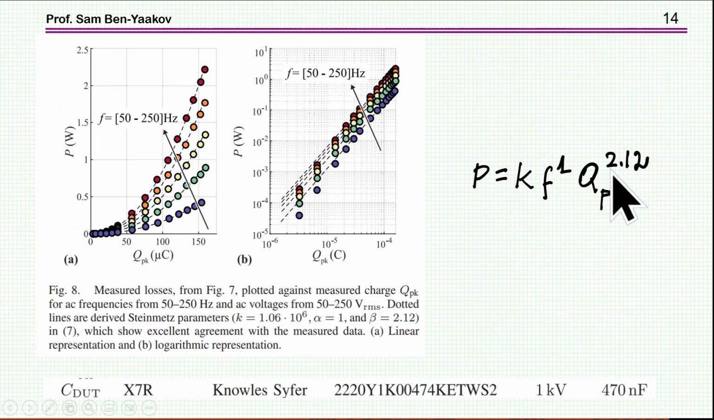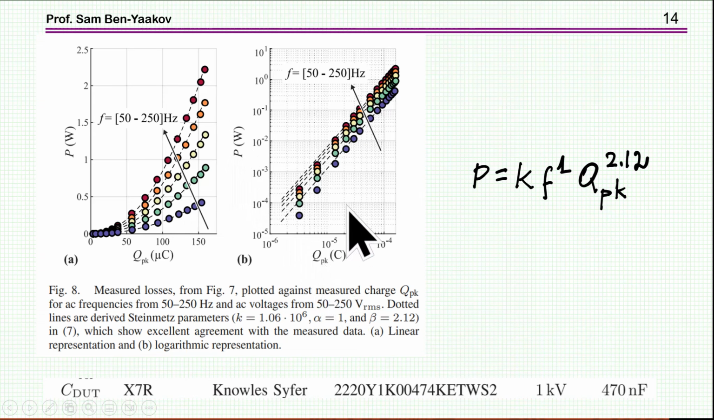And here are some of the results. This is the template. For this particular material, it was found that alpha is 1 and beta is 2.12. And what we see here are the experimental dots. The dots are the experimental results. The broken line is the fitting by this equation. And since this is to the power here, when you plot it in a log-log scale, you have a straight line. Again, this is power as a function of the peak charge of the capacitor.